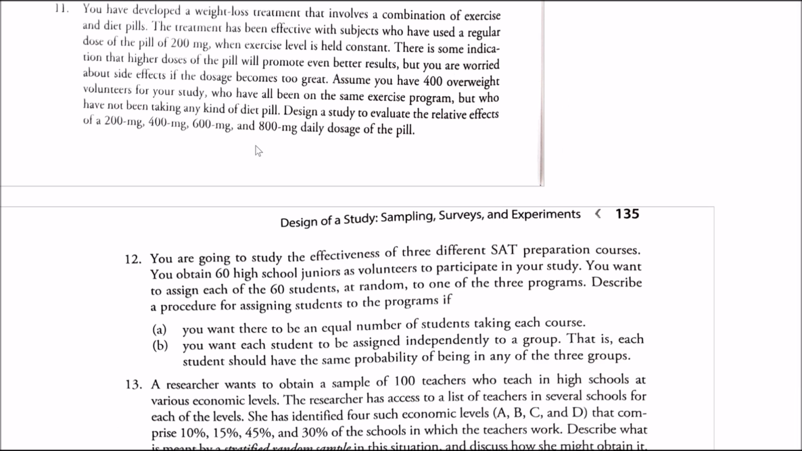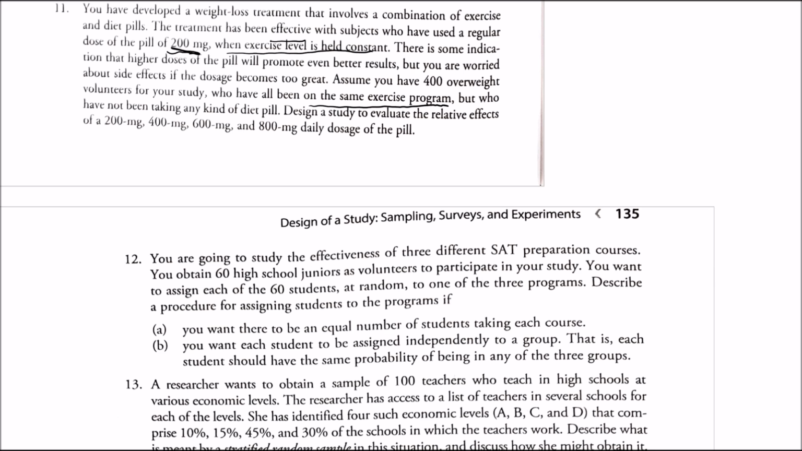Okay, so it says here that we used a regular dose of the pill of 200 milligrams, and we know the effect has been effective when exercise level is held constant. Now, since exercise level is being held constant, that means we do not have to block for exercise level, because they're about the same exercise level among all 400 participants. It says 400 overweight participants who have all been on the same exercise program, right? So we don't have to block for exercise program to control for that.